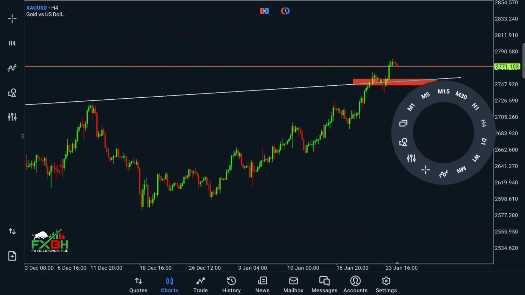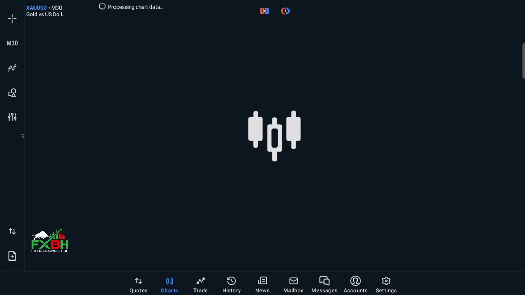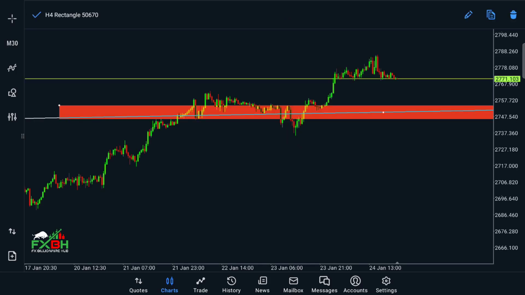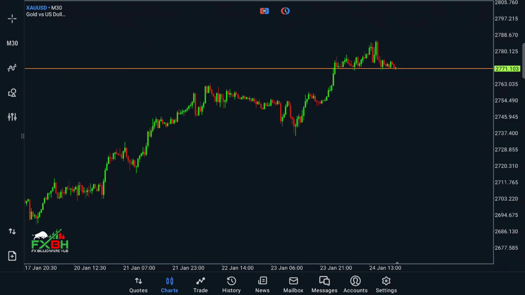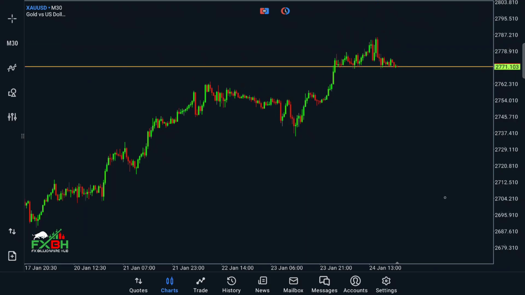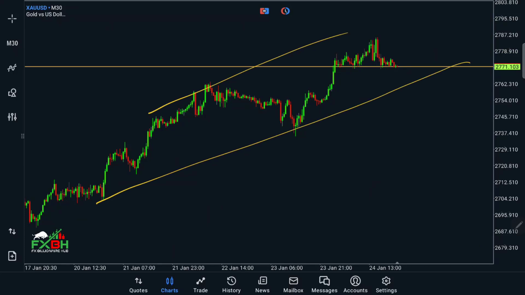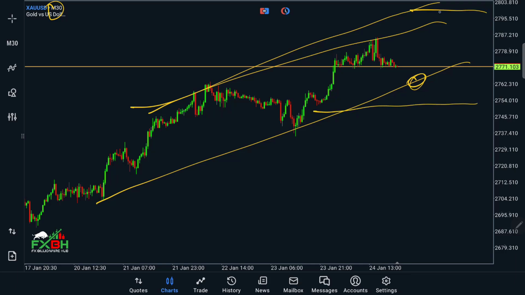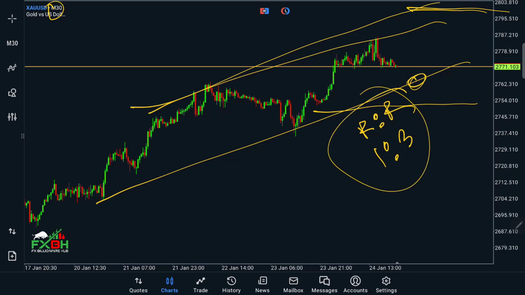Okay, and if we see H4 bar or M30 or M15 entry, let me remove all of the previous drawing, and if we see that, as you can see there is a trend line. You may take entry around that area on M30 time frame, and your SL should be below this area, and your TP should be near this area. Okay, there is a 1:3 risk reward ratio. Here is risk, here is reward. Okay, risk reward ratio. So if your SL is 50 pips, your TP should be 150 pips.